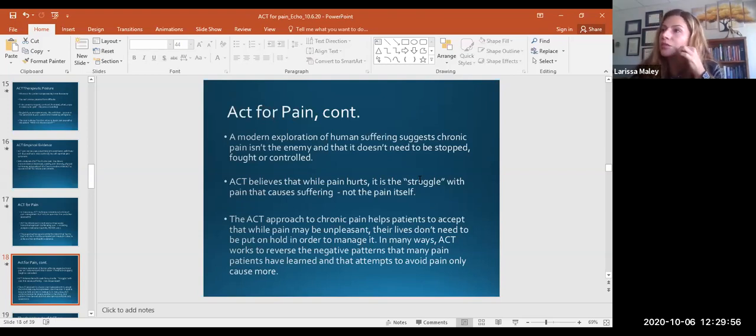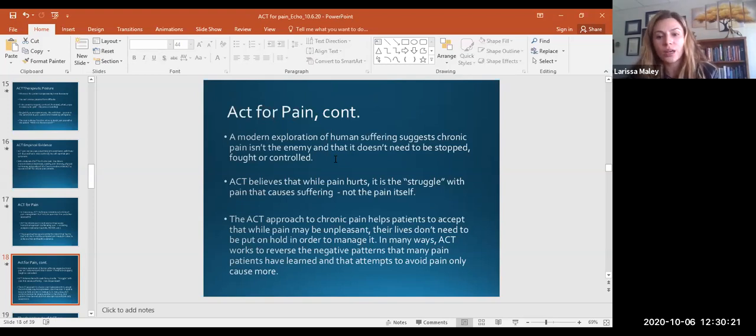And the suffering is all of the, I can't, what's the point? It's never going to get any better. The depression, the malaise, the demoralization, the hopelessness, that's the suffering. And those things can absolutely be kicked if you're willing to live your life in the service of what's important to you. So while pain hurts, it's the struggle to get rid of the pain that causes the suffering.